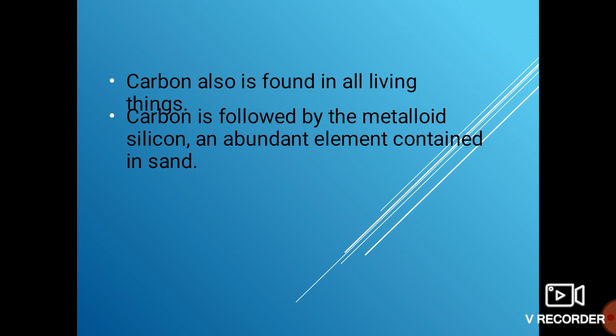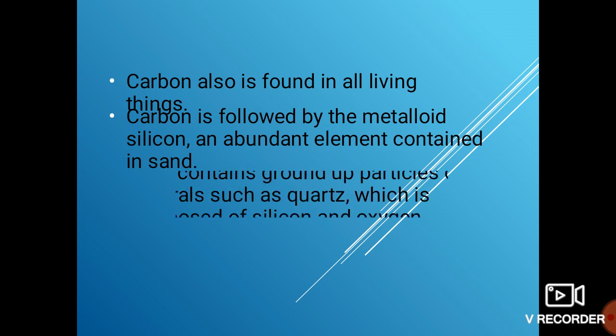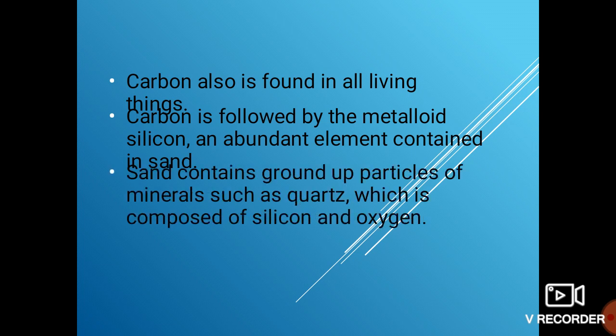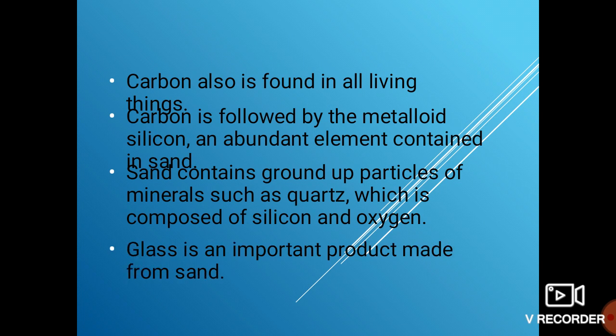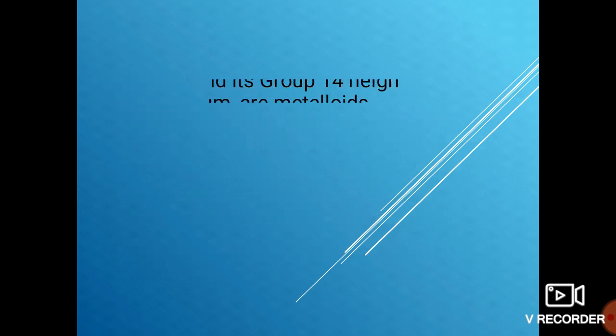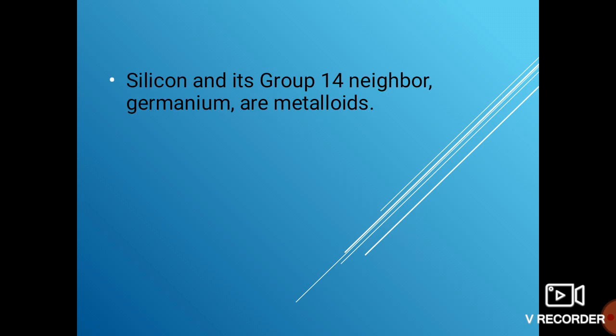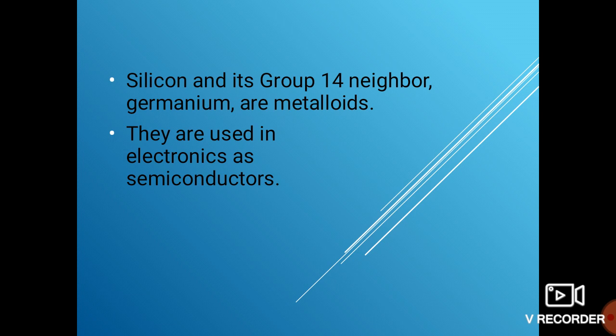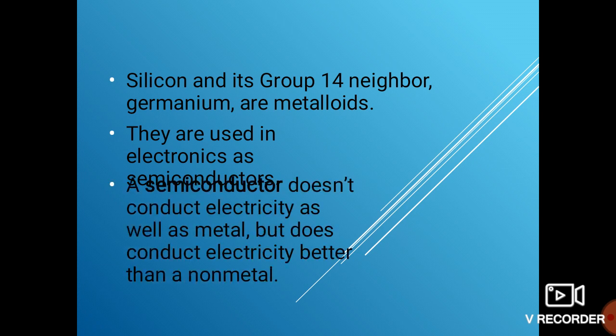Carbon is followed by the metalloid silicon, an abundant element contained in sand. Sand contains ground up particles of minerals such as quartz, which is composed of silicon and oxygen. Glass is an important product made from sand. Silicon and germanium are metalloids. They are used in electronics as semiconductors. What is meant by a semiconductor? A semiconductor doesn't conduct electricity as well as a metal but does conduct electricity better than a non-metal.